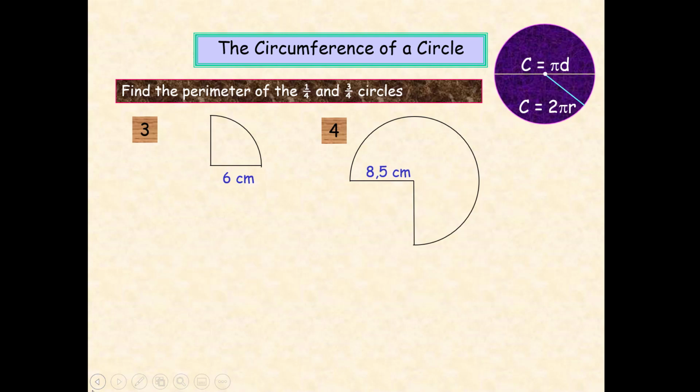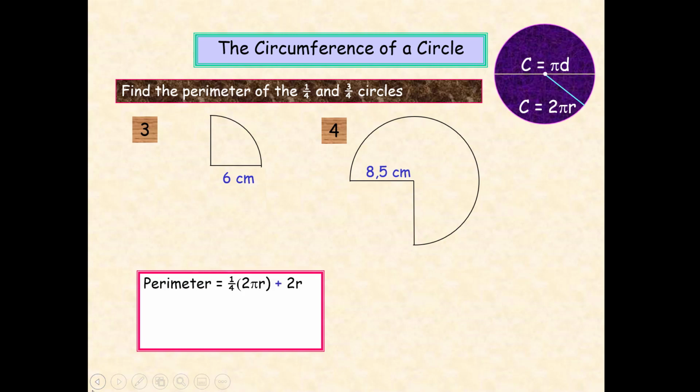What about a quarter circle? So we work out the perimeter of or the circumference of a full circle, and then we work out what is a quarter of that. We've got the radius, so we use the radius, 6. But then we still have to add 6 and another 6. So we have to add 2 radii. So it's a quarter times 2 times pi times 6 plus 2 times 6. And that is equal to 21,4 centimeters.